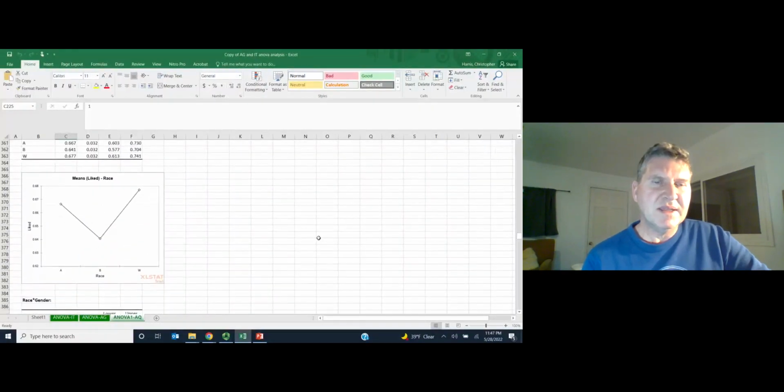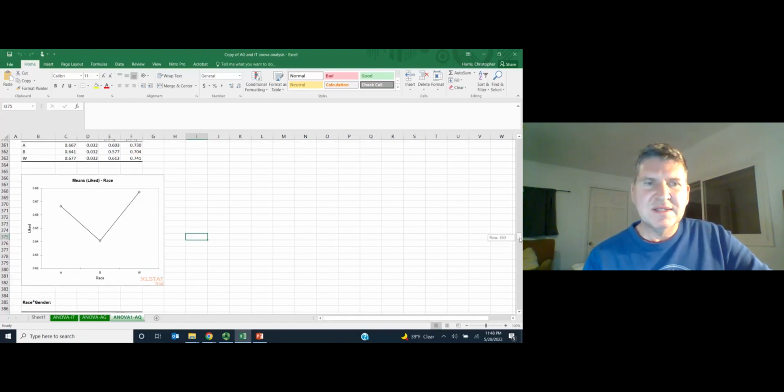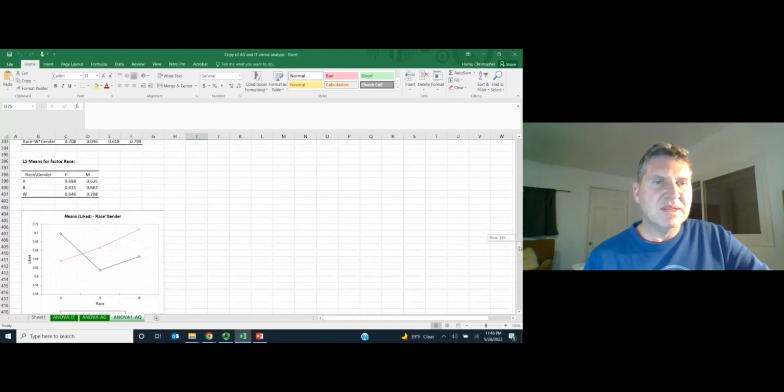Here we can see this is not an interaction effect, but this just looks at how race, and again, this is how many of the candidates were rated as, let's bring them in for an interview. You can see for Asians, it's about 67%. For Black, it's about 64%. And for white, it's just under 68%.